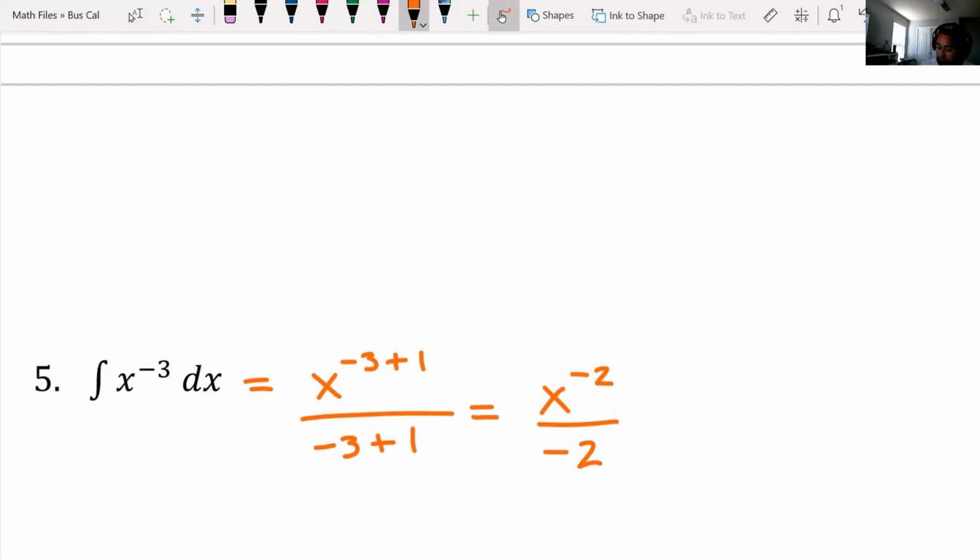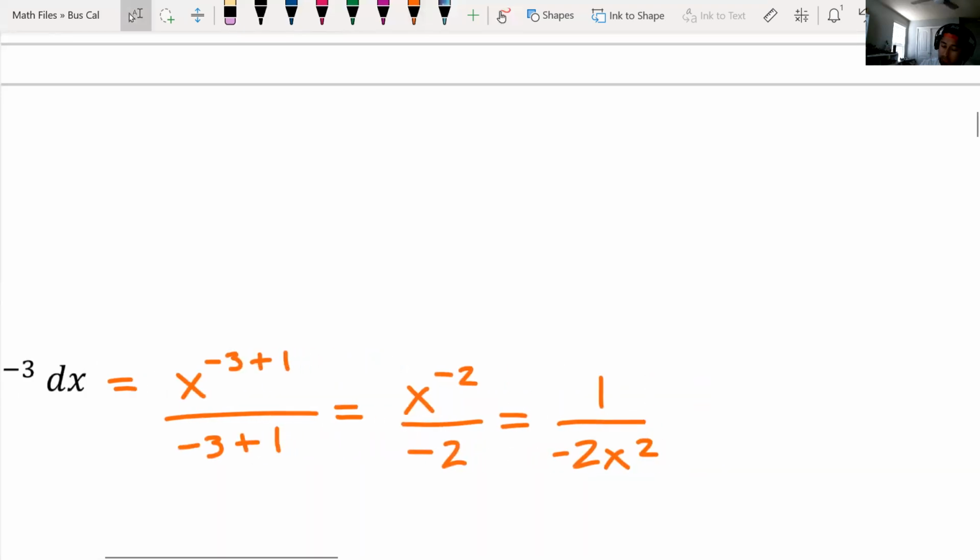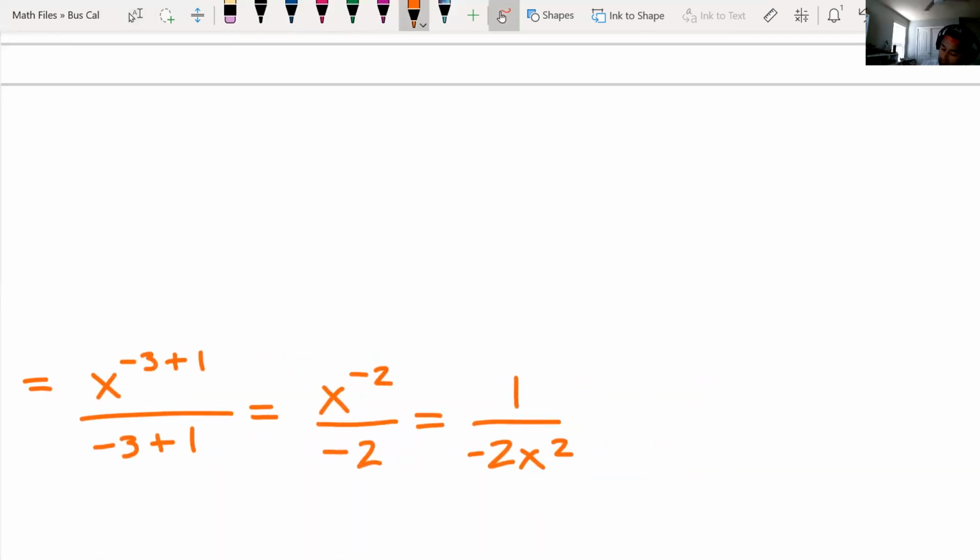Okay, so I don't know if it will take this as an answer. So we can always rewrite it using our exponent properties. And this will become 1 over negative 2x squared. So that x to the negative 2 just flips below. That works, but I hate negatives in my denominator. So I just move it to the top and make it negative 1 over 2x squared plus c.